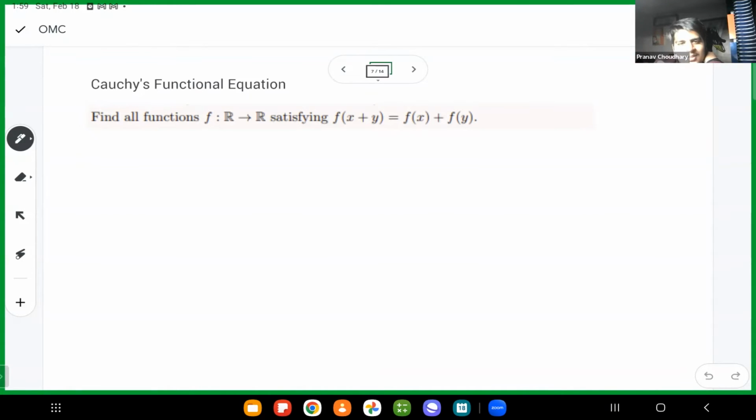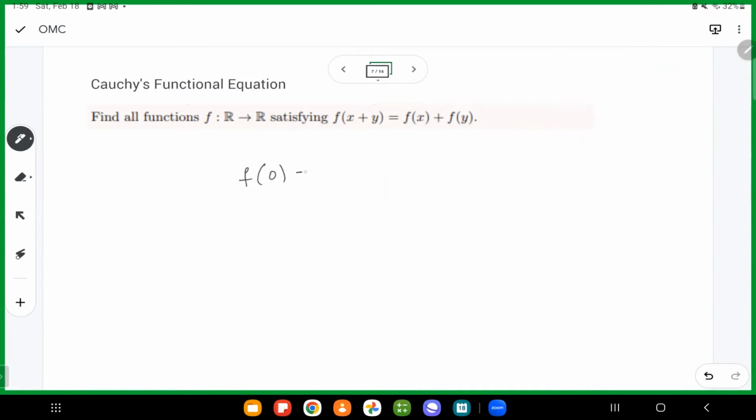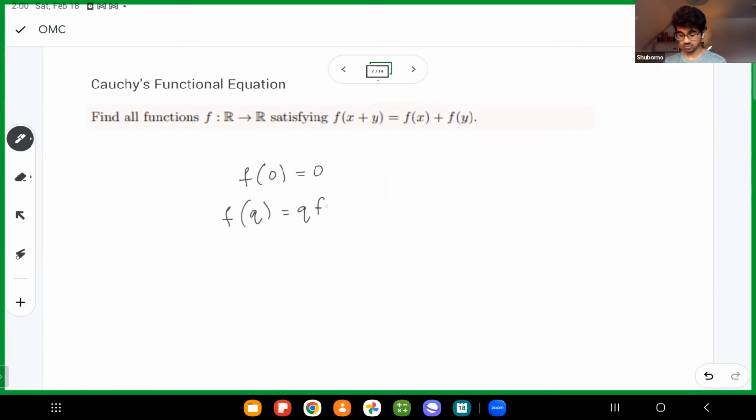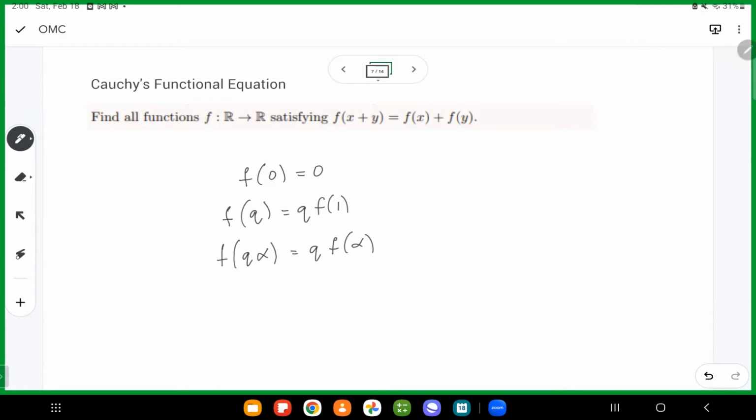It's additive. What values do we know? f of 0 is 0. We also need the rationals: f of q is q f of 1 for all rational q. And I think you can pretty much show that f of q times some alpha is also q f of alpha. I think that's also fine, right? Yeah, so it's the same thing.